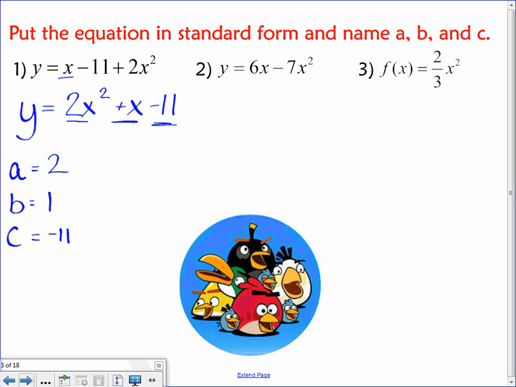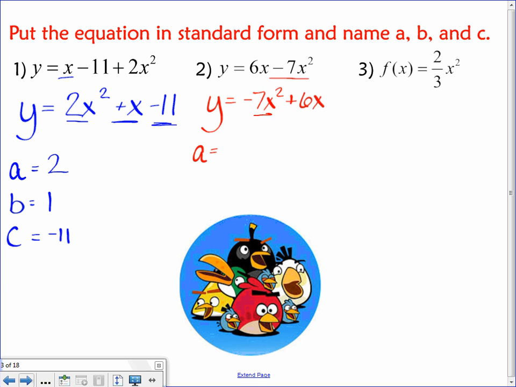Okay, take a look at the next example. Again, they're just in the wrong order, so the x squared should be first. Please note that the negative sign stays with that, and then we have a positive 6x. Again, I didn't move anything over the equal sign, so the signs of them didn't actually change.